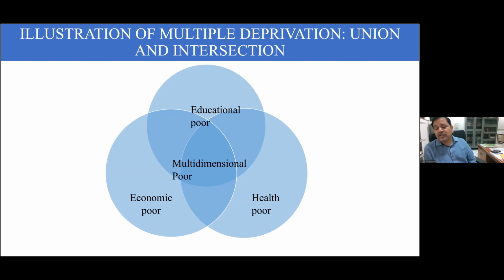Now, the limitations of such estimates are that the union approach tends to overestimate the numbers, making them larger, while the intersection approach tends to underestimate the numbers. So that was one of the limitations of this approach, which is generally taken into account, and this was in the earlier period.